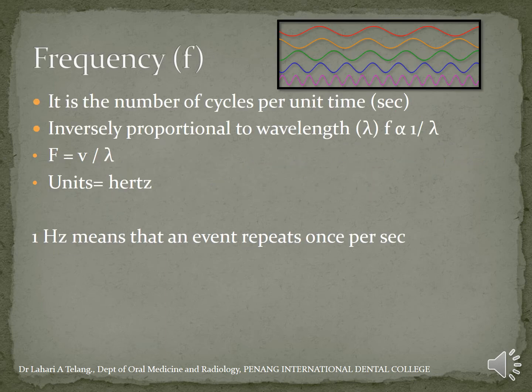Similarly, frequency is the number of cycles per unit time. It is inversely proportional to the wavelength, and its unit is hertz. 1 hertz means that the event repeats once per second. If you look at these different colored waves here, you will see that the pink one at the bottom has a higher frequency because it repeats more times in this particular wavelength compared to the red one, which repeats very few times.